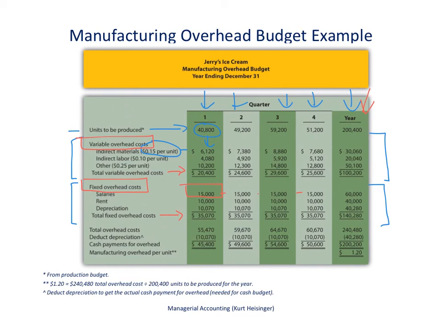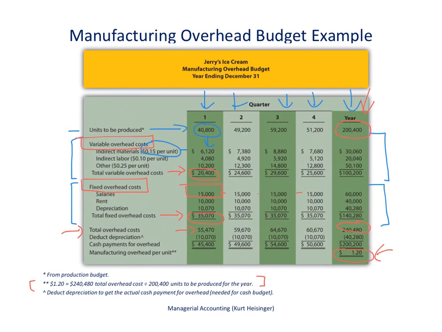All right, one last piece here. At the very bottom of this, you'll see we have our total overhead costs, and that number is simply going to be, for example, in the first quarter, the total variable overhead costs plus the total fixed overhead costs. So the 20,400 plus the 35,070 gives us 55,470. And that's fine for our total overhead costs. By the way, we use that same information to figure out the cost per unit down here of $1.20. We take the 240,480, and this is the second footnote that you see down here, and we divide that by the 200,400 units up here, and that gives us our standard cost per unit for overhead of $1.20.